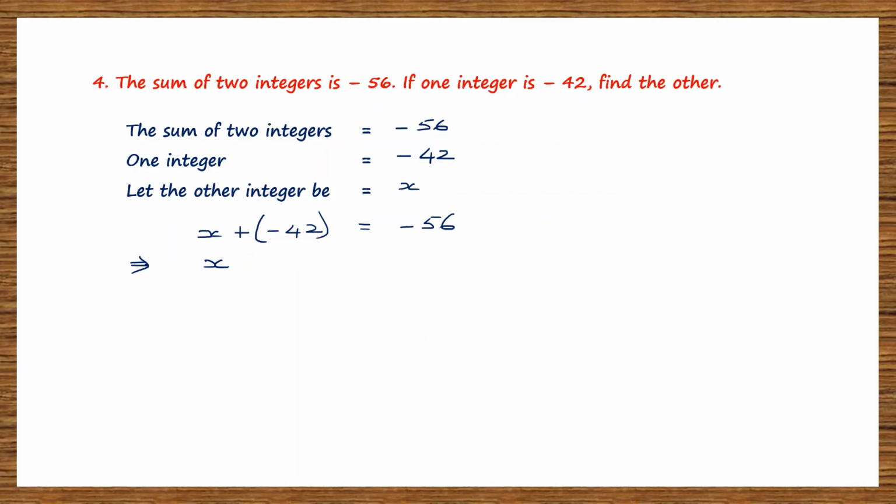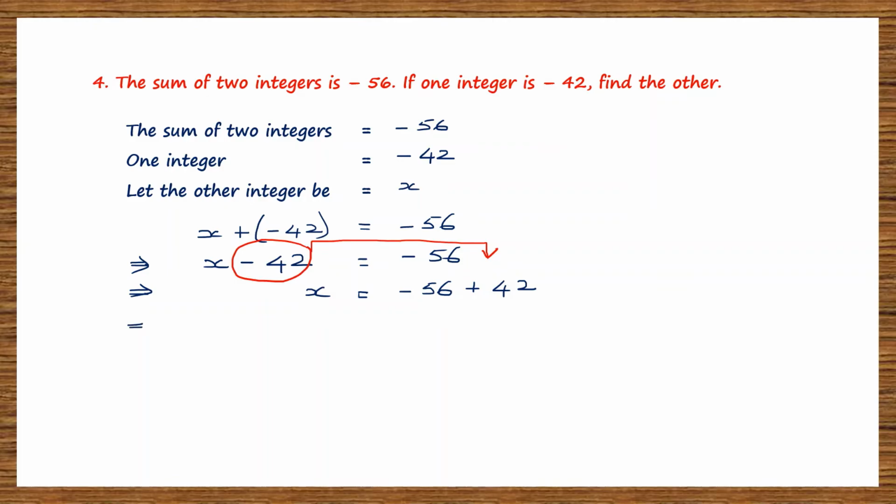So we are going to write minus 42 without a change. That is equal to minus 56. Now we're going to solve for x. We want only x, isn't it? So we're going to remove minus 42 from the left hand side. We're going to remove it from here and take it to the right hand side. So on the right hand side we have minus 56, and minus 42 when it comes here becomes plus 42.